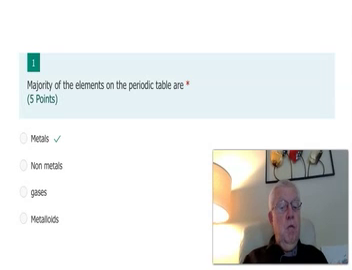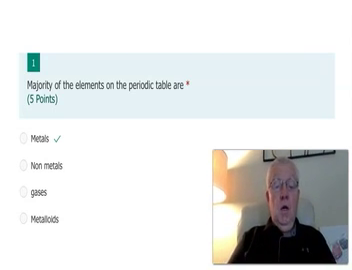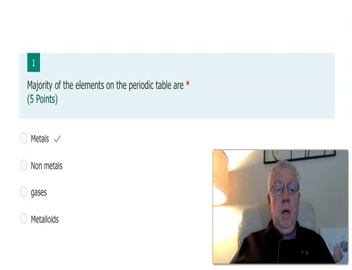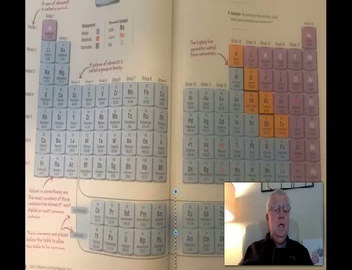The majority of the elements on the periodic table are, well, on the one hand, maybe you should just know that most of the elements on Earth are metals. But let's say you don't know that. As you can see, most of the elements from your book, this is your book, you should have your book with you. Most of the elements in our universe are metals. Most of the elements on the periodic chart are metals. They're all the ones in blue.